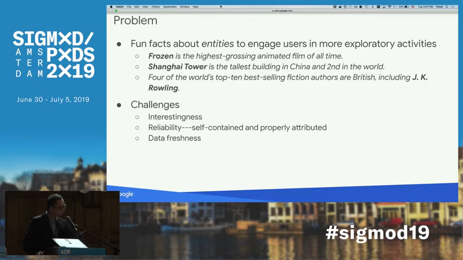So the challenges, of course, are threefold. 2 of them are actually very consistent with the previous talks as well in terms of interestingness. You have to define that. And then there's reliability, which in this particular case means it has to be self-contained, an interesting fact that on its own can stand, because we're putting it in the knowledge panel. And then there's also data freshness, because the data sources we are digesting from across the web, and the web changes all the time, and we have to make sure there's not much incremental work that we have to do in order to maintain the system.